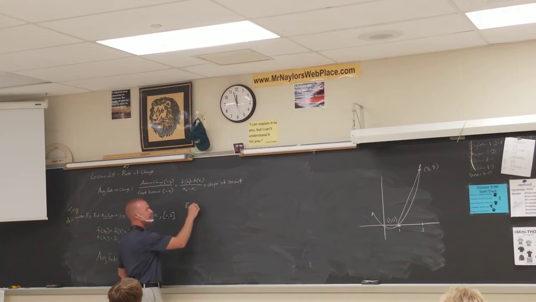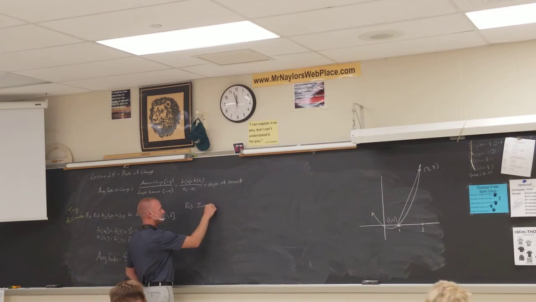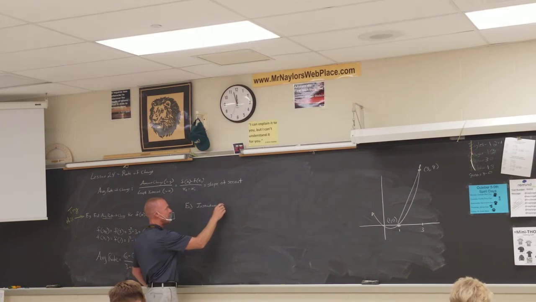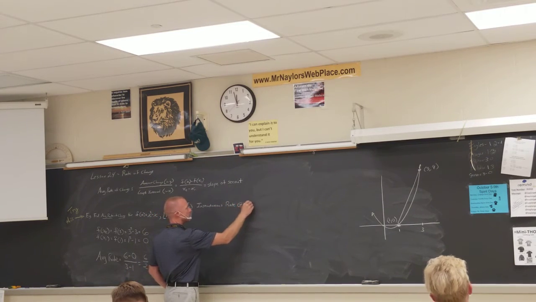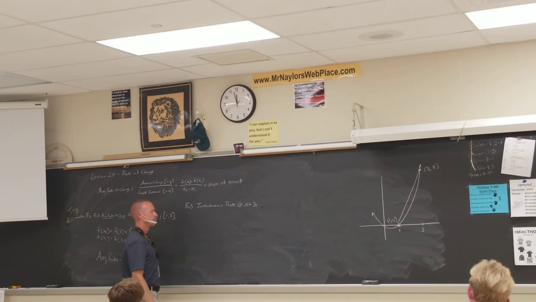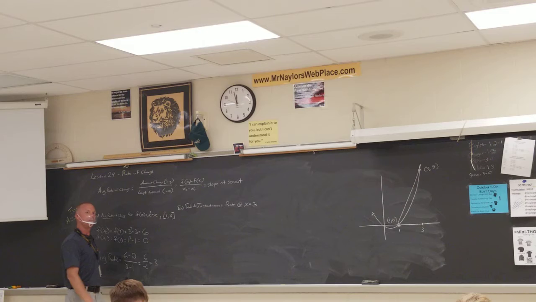It's called the instantaneous rate at x equals 3. I guess we're going to try to find it, so I should put the word find in front of it. But let's talk about this new idea here, this instantaneous rate.